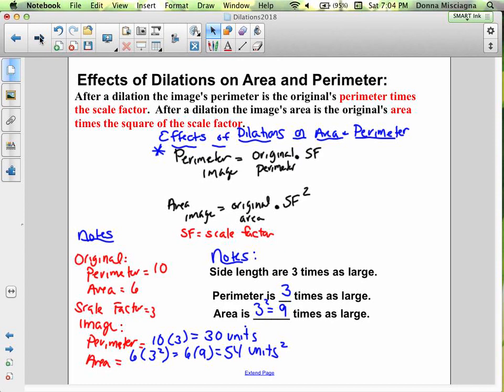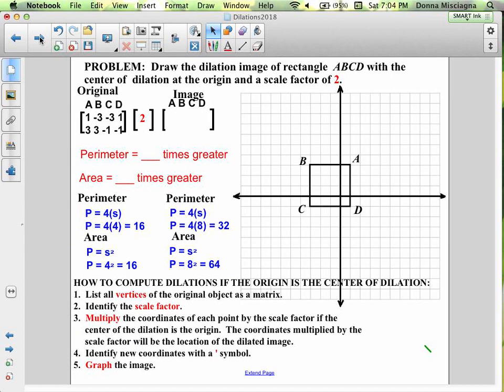And one of these is in your notes on the third page, and I think it's not this one, it's the next one. All right, so we're going to draw the dilation image of rectangle ABCD with the center of dilation at the origin and a scale factor of 2. I have the coordinates listed there, and just in case my figure moves at all, I'm going to put those in there nicely so we can see them. All right, so A there is located at (1, 3), B at (-3, 3), C at (-3, -1), and D at (1, -1). All right, and we're given the scale factor. The scale factor is 2.